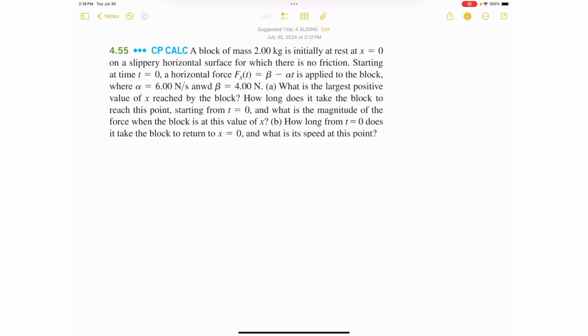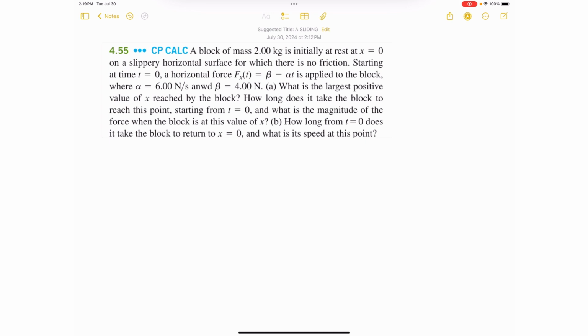Starting at time 0, a horizontal force, which is a function of time, equal to beta minus alpha t times t, is applied to the block. Alpha is 6 newtons per second, and beta is 4 newtons. So the question is, what is the largest possible value of x reached by the block, and how long does it take to reach that point starting from time equals 0?